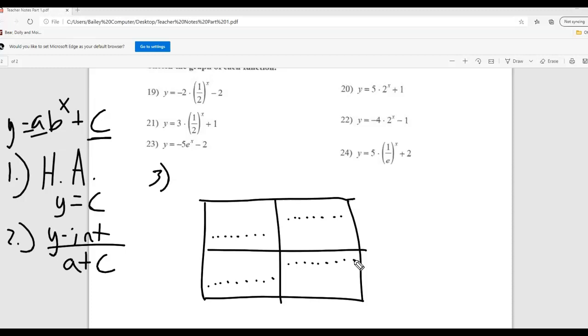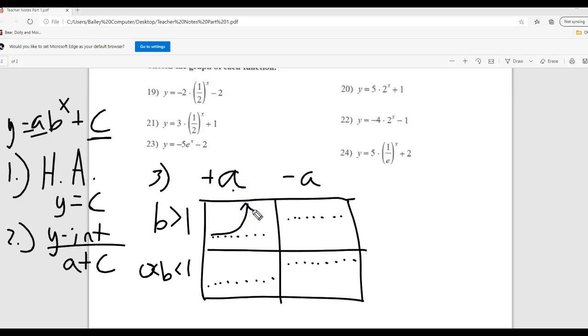Okay, now for both of these problems here, this is where we want to look at whether the A is positive or whether the A is negative. And we also want to be looking at B. We don't need to pay attention to the sign, but we want to make sure whether B is bigger than 1 or if B is a fraction between 1 and 0. So in the case where A is positive and B is greater than 1, the graph looks like this.